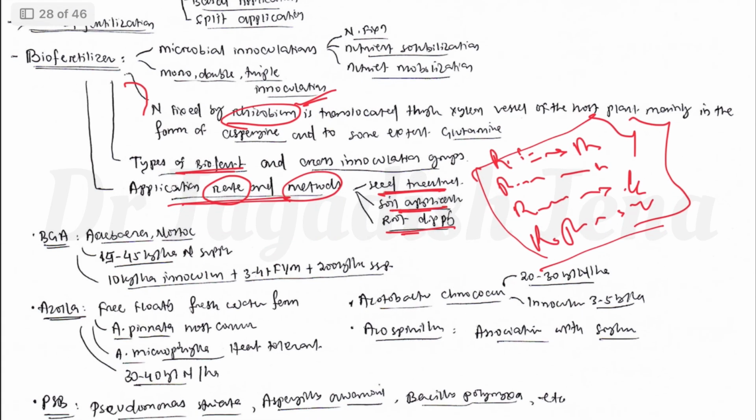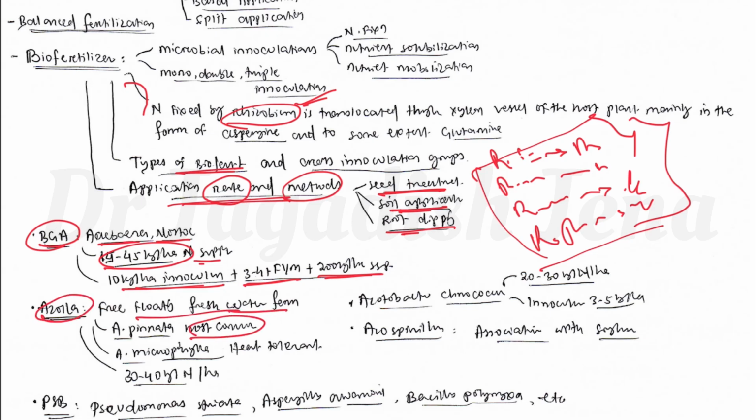Then some biofertilizers like BGA, that is blue green algae. Here the symbiosis and association between Anabaena and Nostoc is there. It provides 15 to 45 kg nitrogen. Basically BGA and azolla are both used in rice fields. 10 kg of inoculum plus 3 to 4 ton of FYM and 200 kg per hectare SSP is used during inoculation. That 10 kg again grows and provides this much nitrogen. Azolla is a free floating freshwater fern. The most commonly grown is Azolla pinnata, and the heat tolerant species is Azolla microphylla. It also provides 30 to 40 kg nitrogen per hectare.